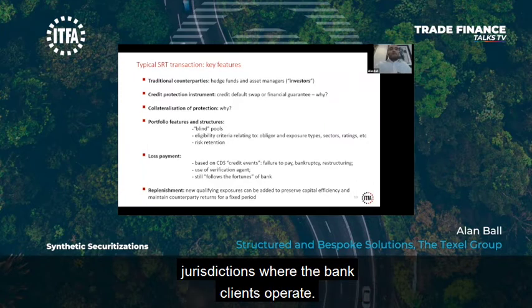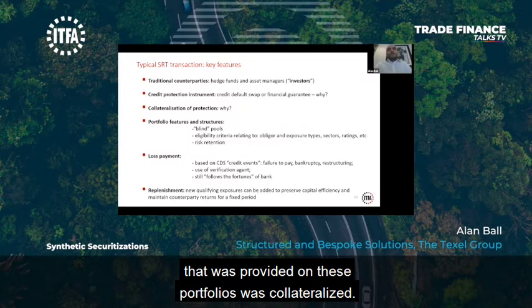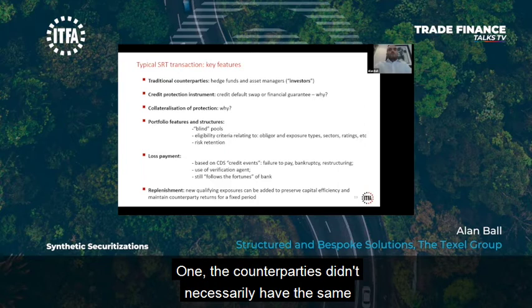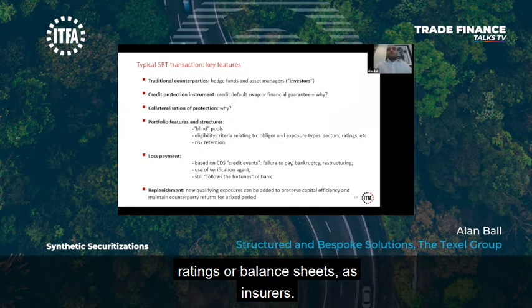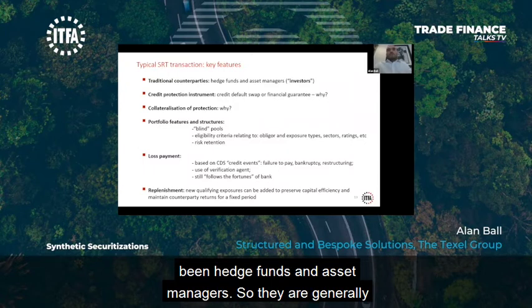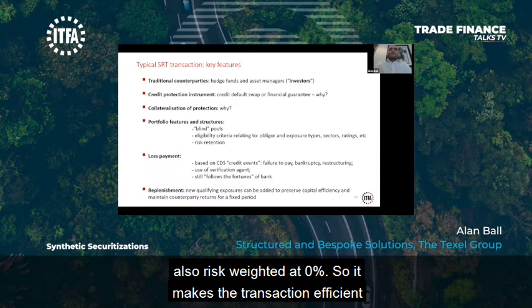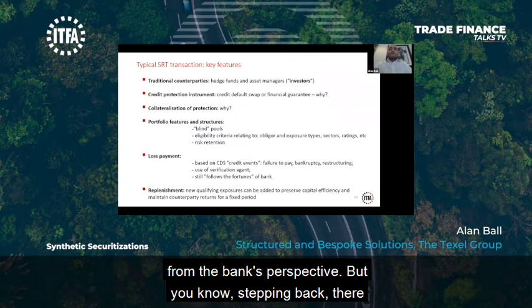Now, I mentioned that traditionally the protection that was provided on these portfolios was collateralized. This is for a number of reasons. So one, the counterparties didn't necessarily have the same ratings or balance sheet strength as insurers. The other reason is a lot of the investors in this space have been hedge funds and asset managers. So they're generally cash rich. They raise cash from their investors. And cash is also risk weighted at 0%. So it makes the transaction efficient from the bank's perspective.